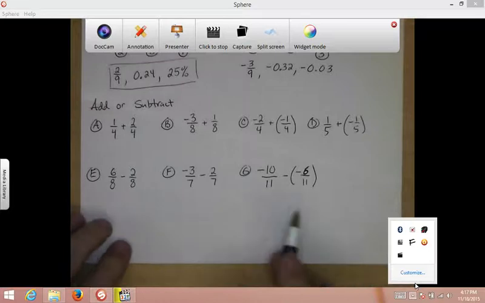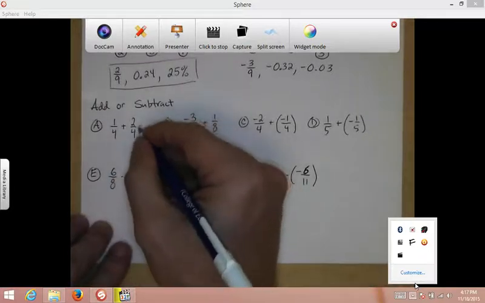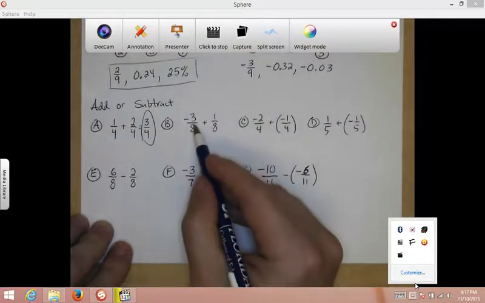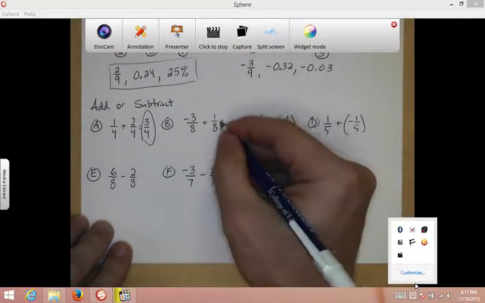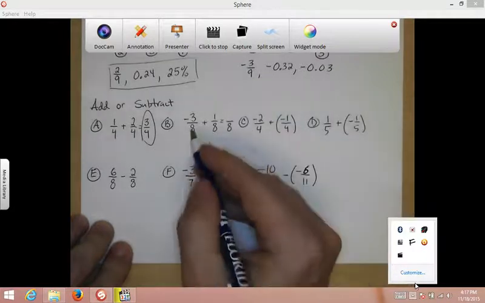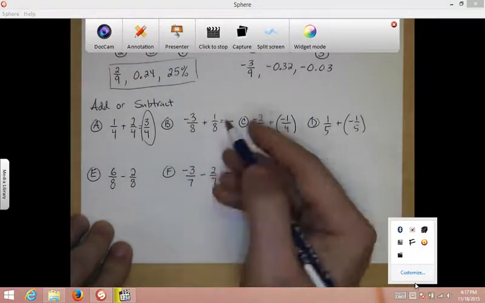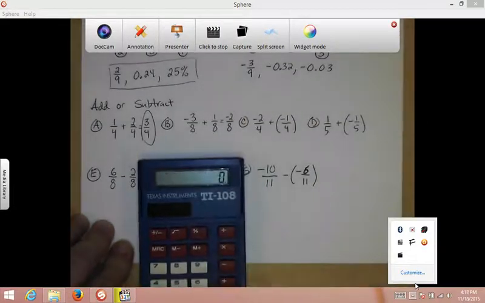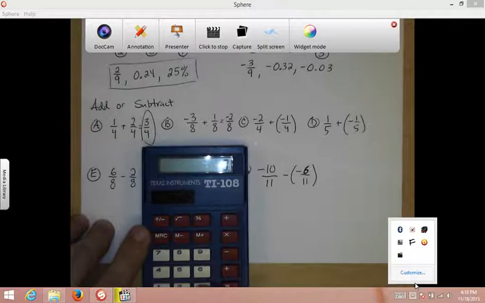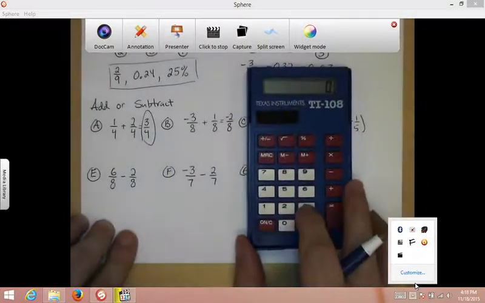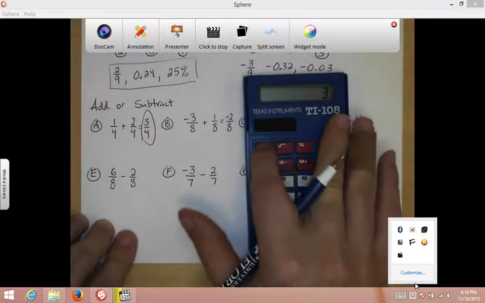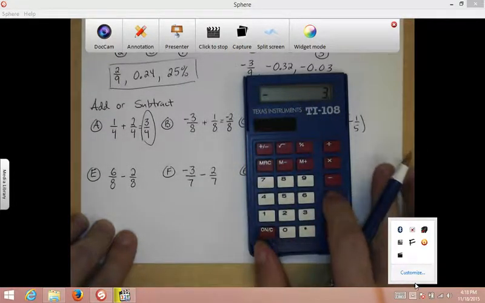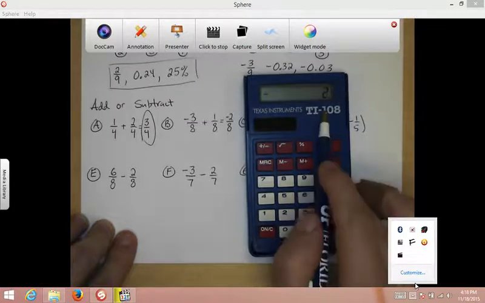Okay, so here we go. So 1/4 and 2/4 is how many fourths? 3/4. And we can't reduce it, so we're done. Negative 3/8 plus 1/8. Well, denominator is 8, and negative 3 plus 1 is going to be negative 2. Now, if you don't know how to do this in the calculator, first you hit the number. In this case, it's 3. Then you make it negative, and your calculator says negative 3. Then you add the 1 to it, and we get negative 2.